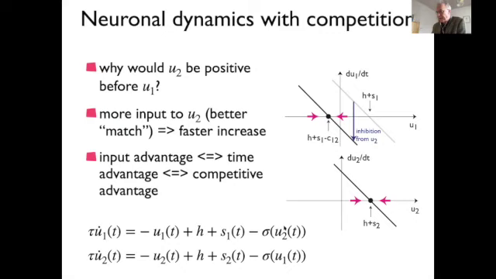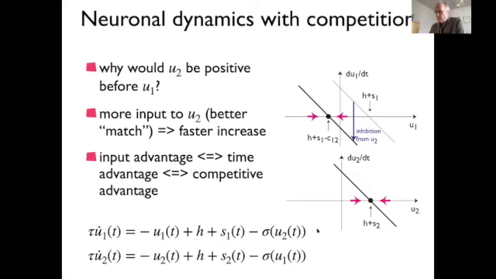And as a result, you're going to run to this solution where U2 wins and U1 doesn't. And that's a special case of a very general picture: input advantage is translated into a temporal advantage, and that is translated into a competitive advantage. The competitive advantage comes from the fact that you're only having a competitive influence on the other neuron if you're above threshold. So if you reach threshold earlier than the other, then you have competitive advantage. You can begin to inhibit your competitor before the converse process takes place.